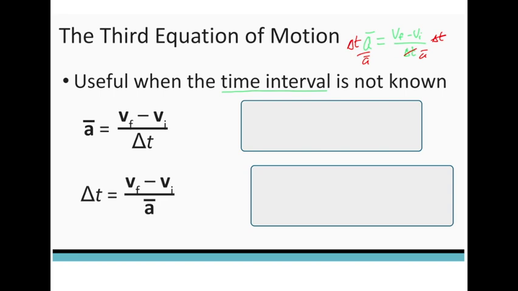Change in time is the same thing as your final velocity minus your initial velocity divided by your acceleration, your average acceleration. And so that's one thing you can do to find time. If you have your two velocities and your acceleration, you can find time that way. All right.